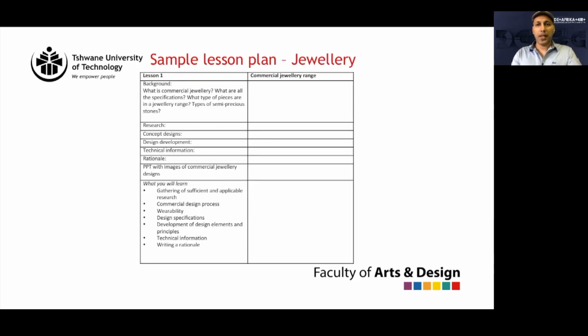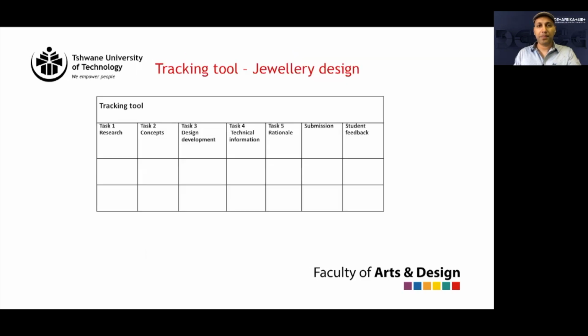This is a sample lesson plan for jewelry. Here you find that the background is questions based on what is commercial jewelry, the specifications, and the type of pieces. There's also a research component and some learning outputs at the bottom, such as gathering of sufficient and applicable research.